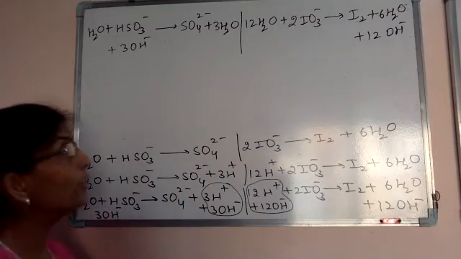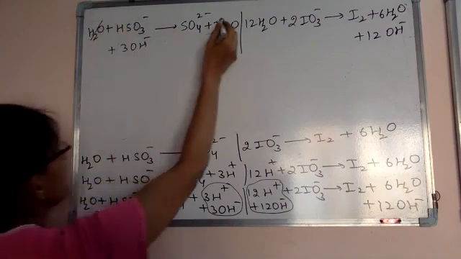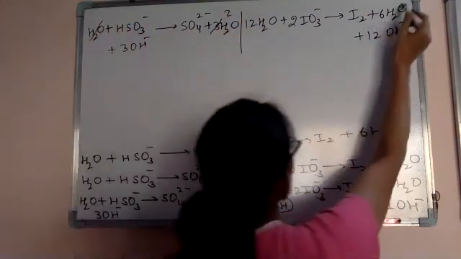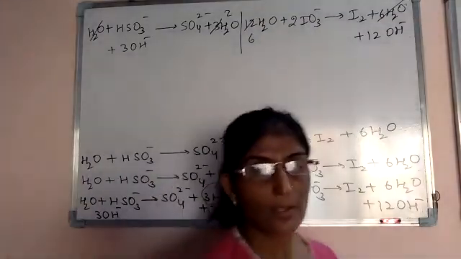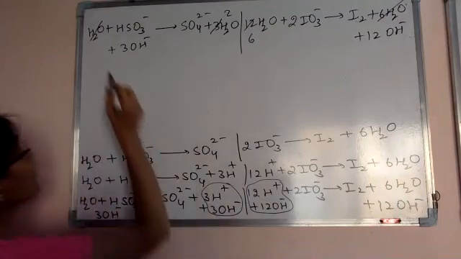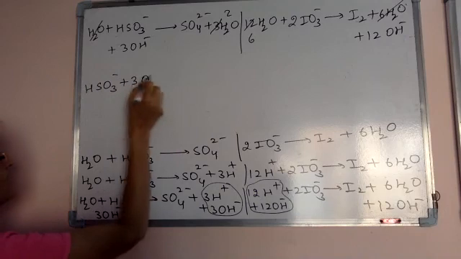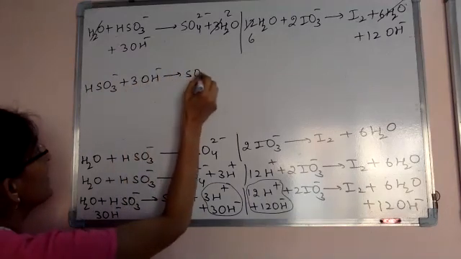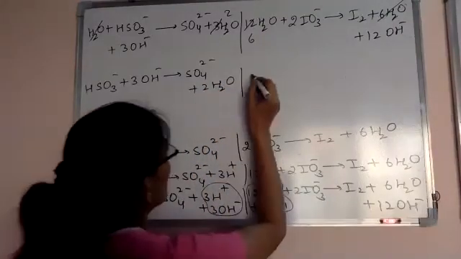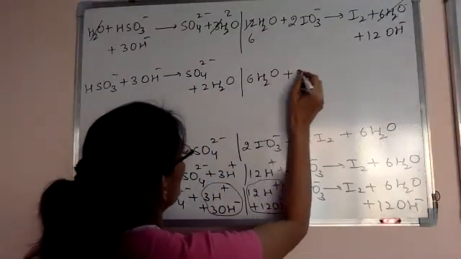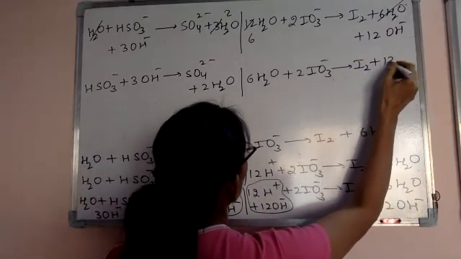Now what we have to do? We can write H2O and 3H2O दोनों साइड कट करके इसको तो लिख सकते हो आप। यहाँ पे 12 है, यहाँ पे 6 है, इसको कट करके यहाँ पे 6 लिख सकते हो। Equation becomes HSO3 minus plus 3OH minus gives SO4 2 minus plus 2H2O, and here 6H2O plus 2IO3 minus gives I2 plus 12OH minus.